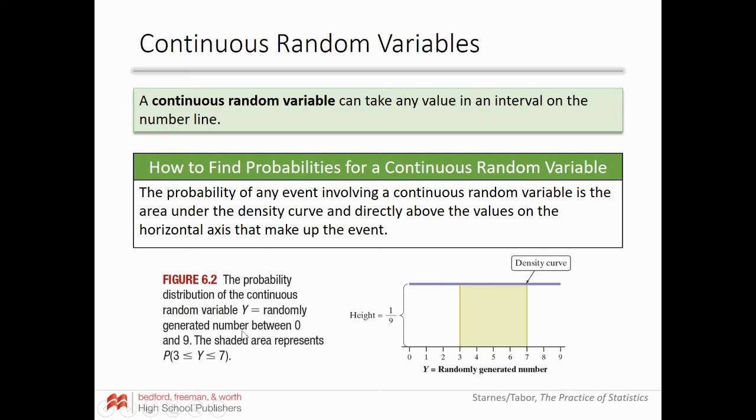Like if I want to find, hey, what's the probability that y equals 3? Well, what's my width? It's 0 because it's just a line. There's no width here. And my height is 1/9. So 0 times 1/9 is 0. The probability of an individual event happening in a continuous random variable is 0. You always, always, always have to find it for a range. An interval is probably a better word. Always have to find it for an interval, 3 to 7 in this case, or bigger than 5, or smaller than 2. Always has to be an interval.